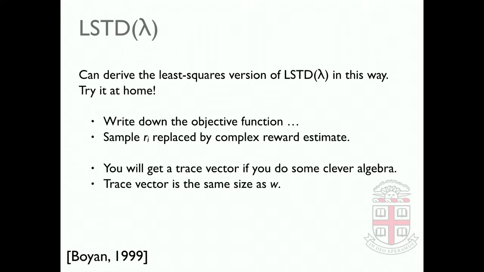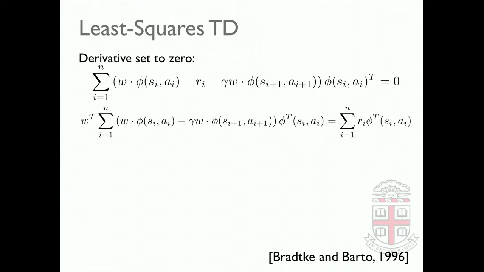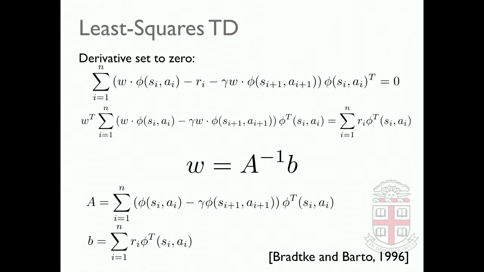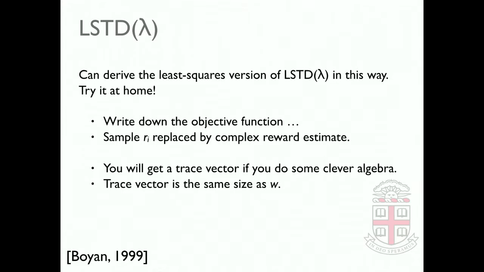We're not going to talk about it now, but you should try it at home. All you need to do is, when you write down that objective function, you remove the sample, this thing, and you replace it with a complex lambda multiplied thing. And then you do some math, and you get a similar sort of thing, except the equation for updating A and B is a little more complicated. But it does this sort of trace thing.